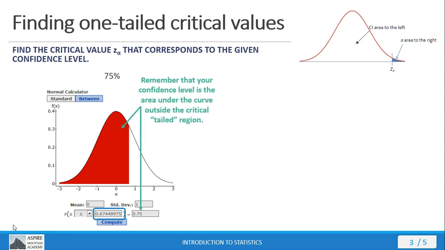Remember, your confidence level is the area under the curve outside the critical tailed region. So the area there on the curve that's shaded in red is what goes into the field on the right side of that equal sign. That's an area or probability. This means that 0.67 is our critical value z-score, or z sub 0.25.